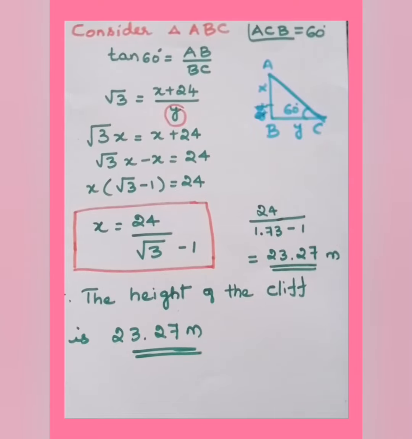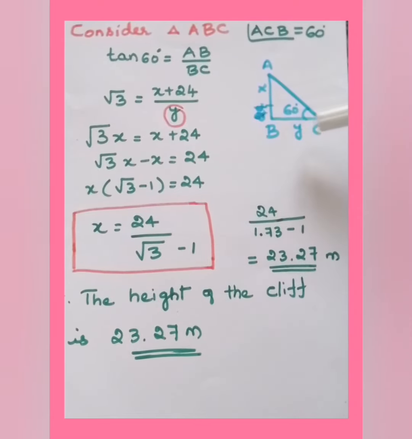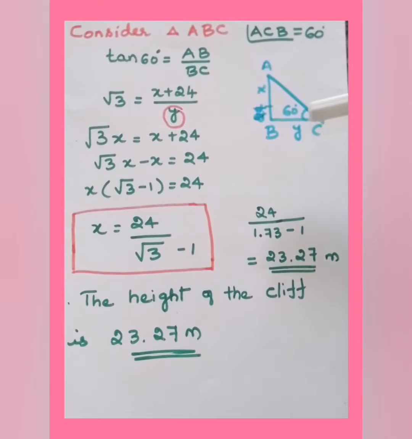Now considering the second triangle ABC from the previous diagram. Angle ACB makes an angle theta, that is 60 degrees. And we know the sides, perpendicular by base, is given. So tan theta is equal to perpendicular by base. Tan 60 is equal to AB by BC.